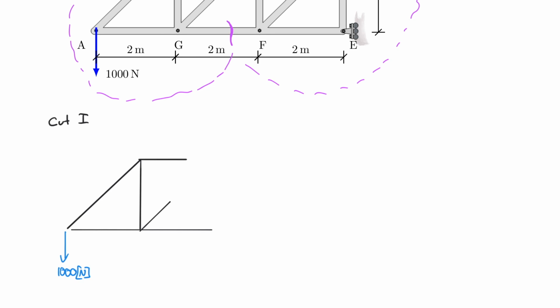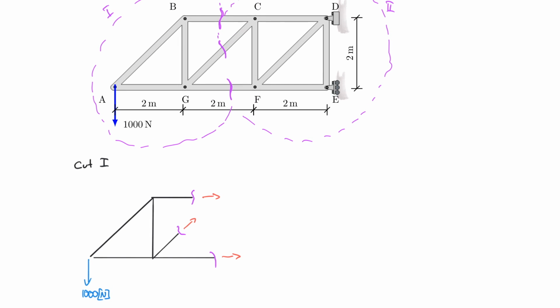And again, remember that we cut the system. And let's identify our forces. Originally, we always assume everything to be in tension. And we are dealing here with BC up there, CG, and GF.